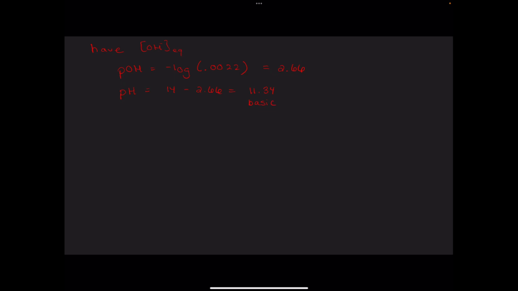And then finally, we're asked to calculate the percent dissociation. So again, that percent is our change divided by our initial times 100. So the change is X. My initial concentration is 0.075. So we're getting a percent dissociation of 2.9%. So roughly only about 3% of my base is dissociating. I've got about 97% of that base still left over.